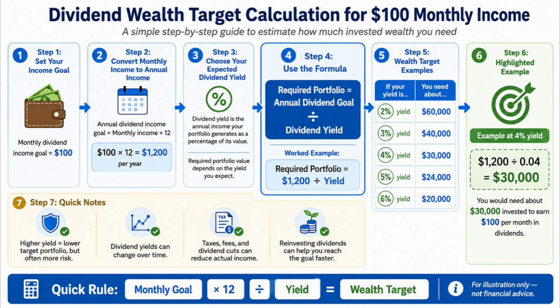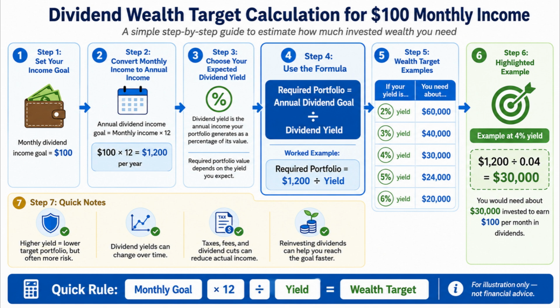However, the required amount changes depending on the dividend yield. If the yield is 2%, the target portfolio would be about $60,000. If the yield is 3%, the target would be around $40,000. At 4%, it becomes $30,000. At 5%, it drops to $24,000. And at 6%, the required portfolio would be about $20,000.